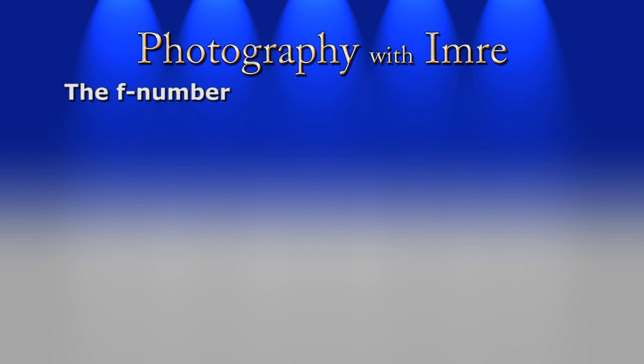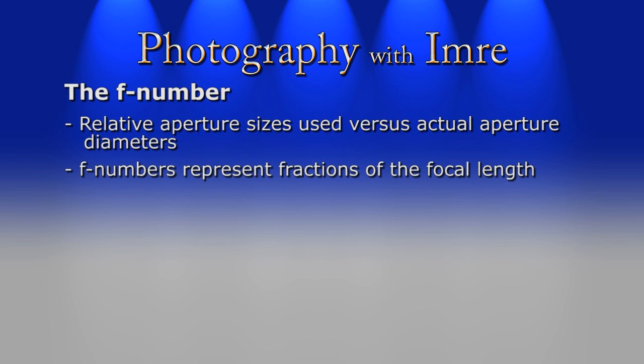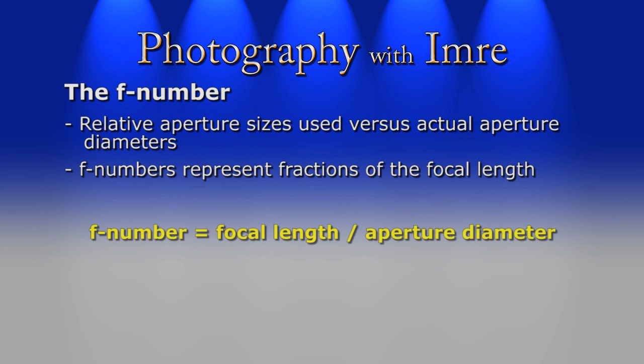So to reduce the number of headaches photographers must endure, relative aperture sizes are used instead of actual aperture diameters, and this is where the F number comes into play. F numbers are great because they represent fractions of the focal length. Okay, now I just said most photographers don't want to do math, but this is simple stuff and should make this a bit easier to understand. So here's the formula to find the F number. F number equals the focal length divided by the aperture diameter.